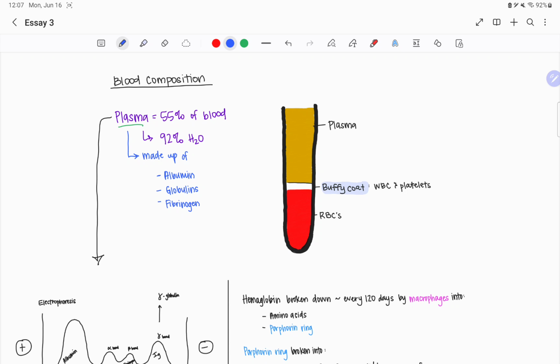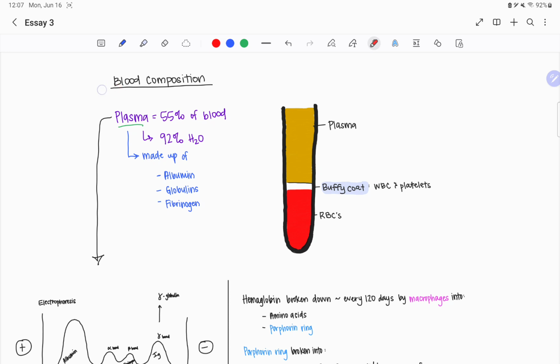Like I mentioned, we're going to be talking about blood composition, how RBCs, red blood cells, are removed from circulation, and the mechanisms of hemostasis. Hemostasis means the cessation of bleeding, or how we form clots, so that we don't bleed out.